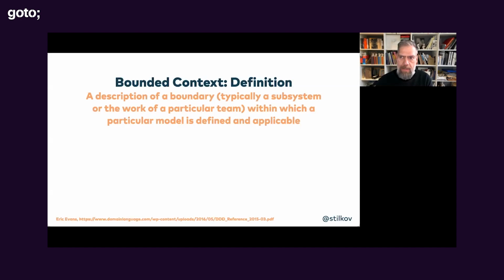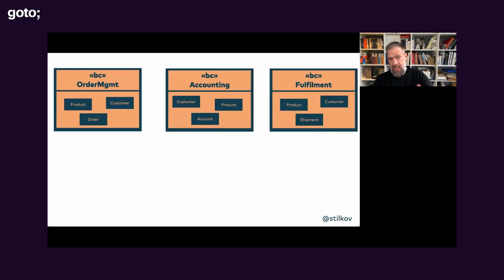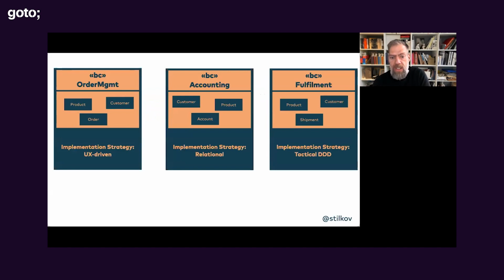So in my example at the beginning of this presentation, I had these three bounded contexts: the order management model, the accounting model, and the fulfillment model, which all have their own validity within that particular context. You could extend that to include the choice of technology, right? You could decide to implement things differently within each of those contexts and decide that the relational model works best for your accounting scenario, whereas the UX-driven one works best for order management, and the tactical DDD one works best as an implementation strategy for the fulfillment domain.